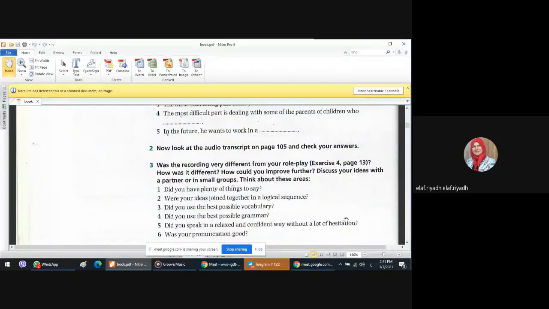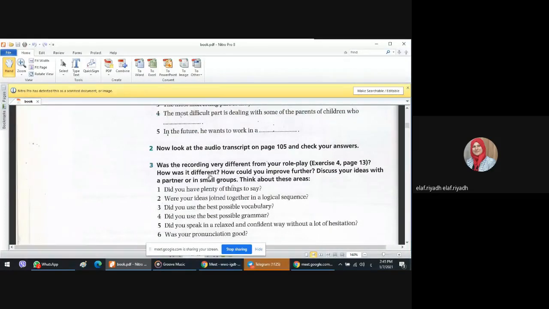So if you look back now, look at the audio transcript on page 105. If we go to it and check your answers, we should go to the conversation between two persons as we have mentioned here, and go to 105 in order to check your answers. If you go to number three, we'll find that this is done by role play in exercise number 4, page 13.